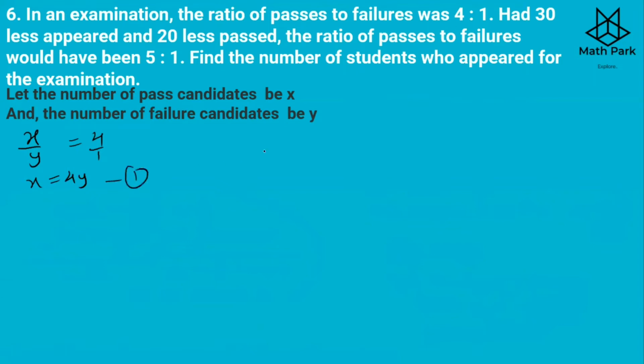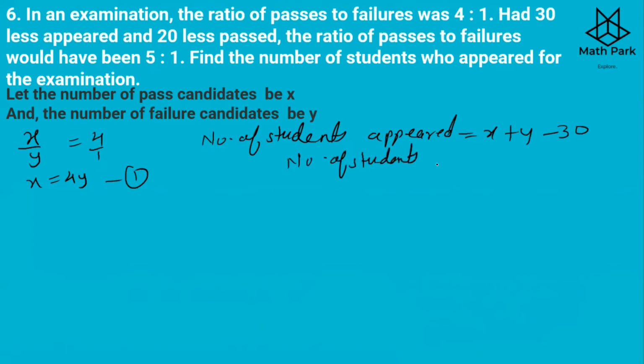Okay. Now look at the next thing. Next thing you have to read it carefully. Had 30 less appeared. So had 30 less appeared, the total number of students appeared are the ones who passed, X, the ones who failed, Y, and 30 less. So minus 30. These were the total number of students appeared. If this is the condition, the number of students passed was X minus 20, 20 less passed. Then the number of students passed is going to be X minus 20.